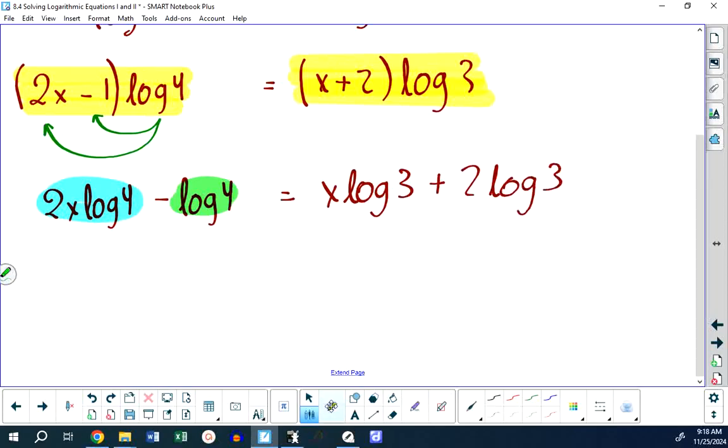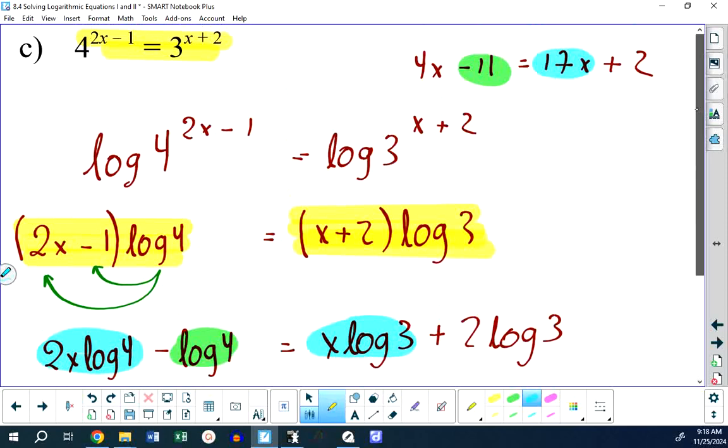So these two terms are like terms. They're similar terms. They're like having an equation with 4x and 17x in it. And these two terms are like terms. They're like having an equation with negative 11 and 2 in it. So what would we do with this equation at the top of the screen? We would move all of the x's to one side and all of the non-x's to the other. So let's do that.